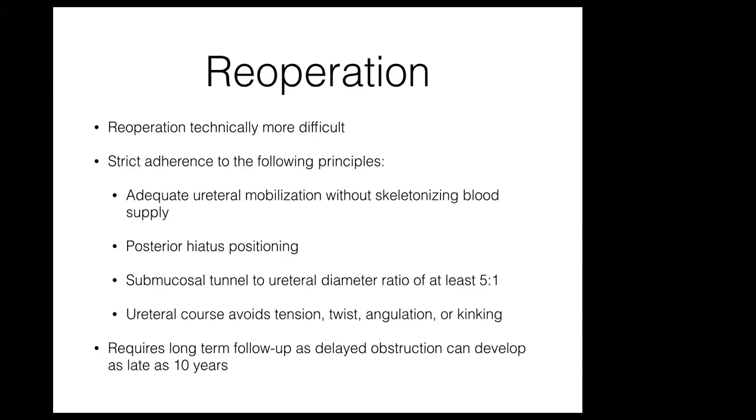For reoperation, it is technically more difficult. And as I mentioned before, you have to strictly adhere to the following principles: adequate ureteral mobilization without skeletonizing the blood supply, posterior hiatus positioning, a submucosal tunnel to ureteral diameter ratio of at least 5:1, and a ureteral course that avoids tension, does not twist, angulate, or kink. These cases require long-term follow-up as delayed obstruction can develop as late as 10 years post-surgery.